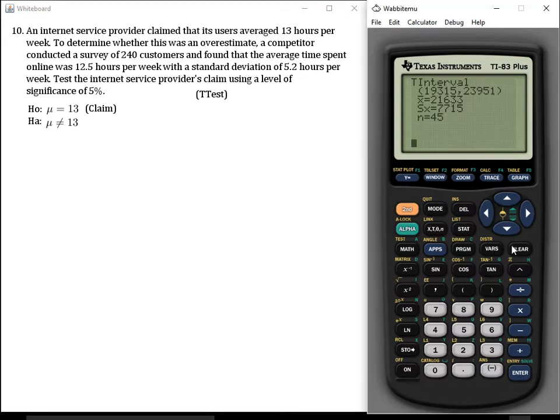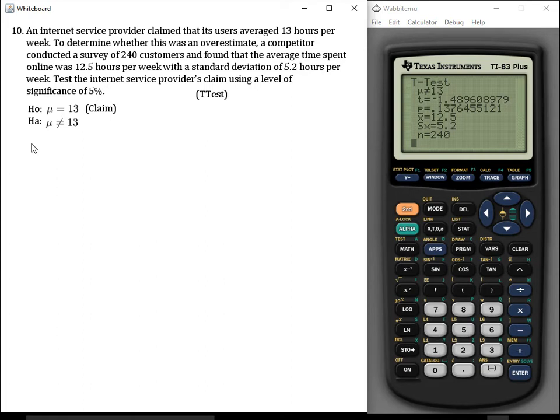So I'll come over here, under my distributions menu, under stat and tests. T-test is the second option. I'm going to input data from stats. So mu naught is of course the value that you get from the null hypothesis. X bar is the mean of the sample provided, so 12.5. S is the standard deviation of the sample, so in this case it's 5.2. And N is 240. The claim that I'm testing is, well, actually from the alternative, it's not equal to. So not equal to. And we'll calculate that.